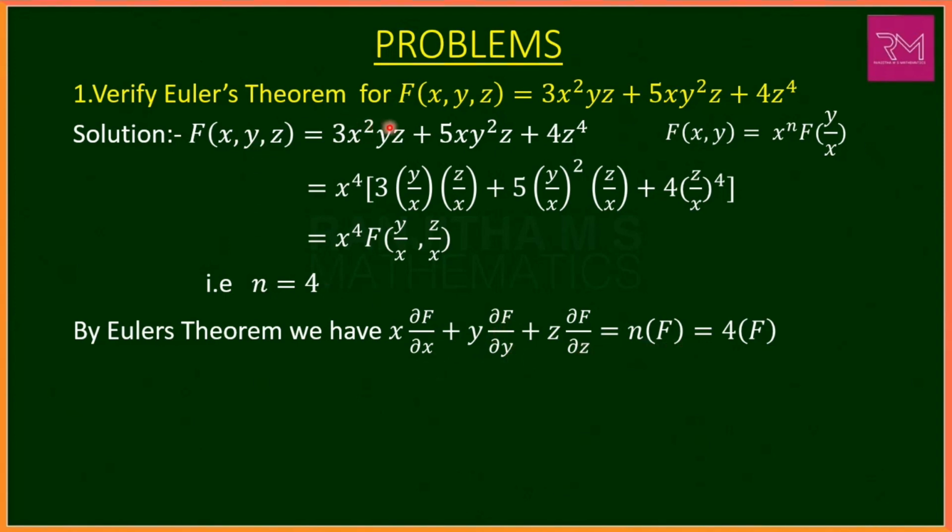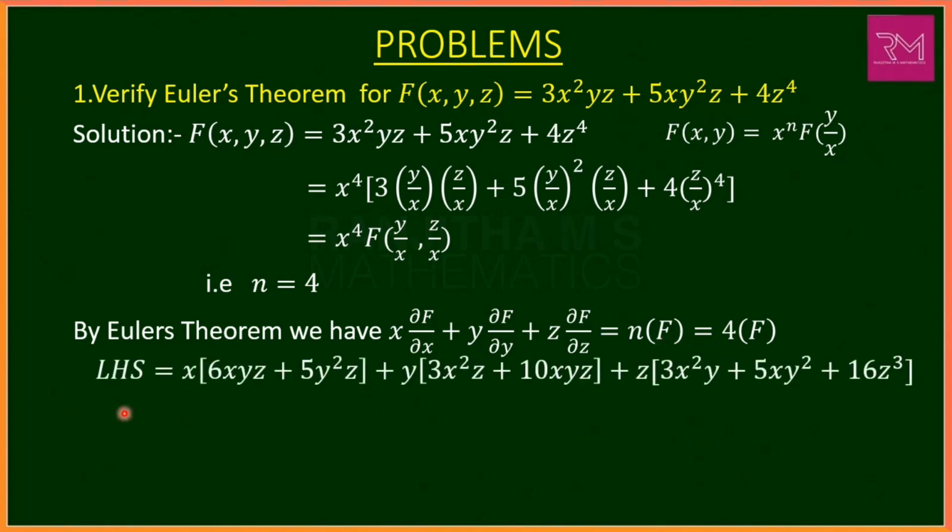Here we have f of x comma y comma z. So we have to apply Euler's theorem for x, y, z as x into del f by del x plus y into del f by del y plus z into del f by del z which is equal to n into f, where n is nothing but 4. Take the LHS of the equation.